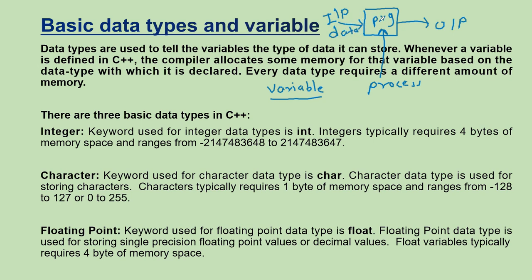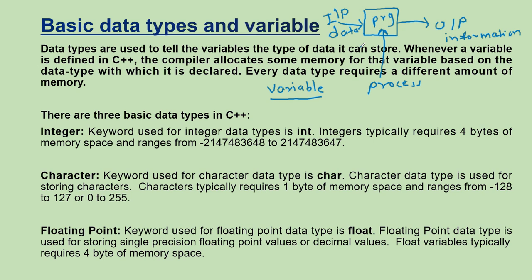This data is processed and you will get output. Output is also known as information. Information is processed data. The data which is given to the computer should be stored in memory, and that memory should have a name, and the name given to memory is nothing but a variable.